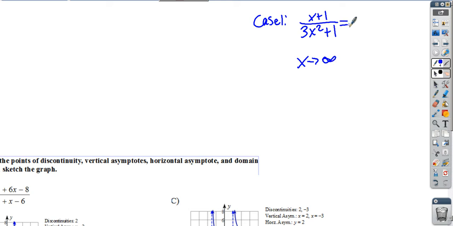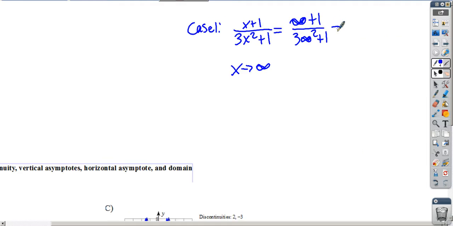So think of it this way. If you were to plug in infinity for x, you get infinity plus 1 over 3 infinity squared plus 1. Infinity is so much bigger than 1 that the 1's don't even really matter there. So this is the same thing as infinity over 3 infinity squared. You can't really do this, infinity doesn't work like this, but I'm just using it as an analogy. If you were to cancel, infinity goes into itself once, and it goes into infinity squared infinity times. So this is 1 over 3 infinities.